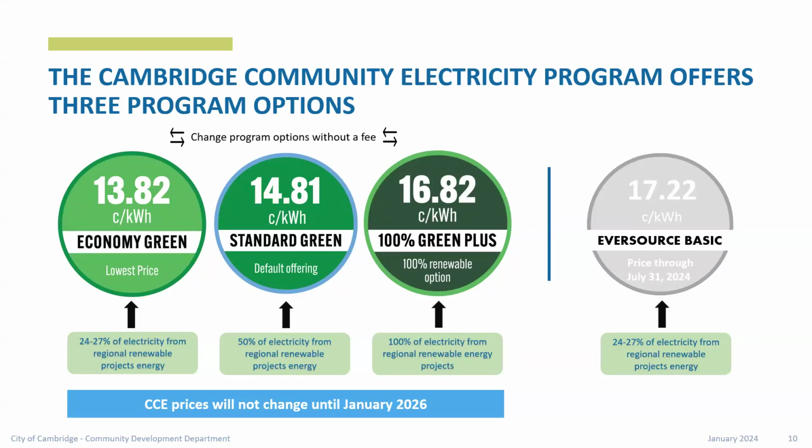And finally, 100% Green Plus is the option that allows you to purchase all of your electricity from local renewable energy projects and costs 16.82 cents per kilowatt hour. As you can see, all CCE options are currently less expensive than the current price for Eversource basic service, meaning that the city program enables you to purchase all of your electricity from renewable sources if you choose to, and still pay less for electricity than you otherwise would if you were enrolled with Eversource as your supplier.